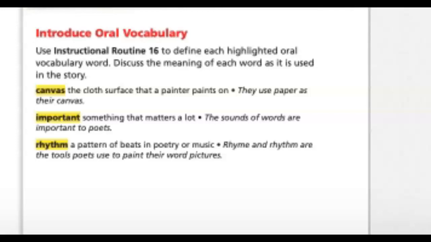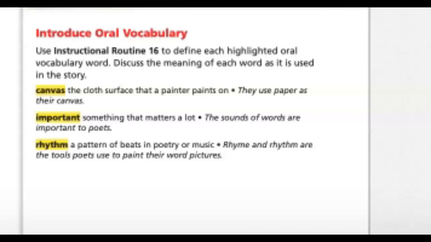So our first vocabulary word is the word canvas. Say the word canvas. Canvas. Canvas is the cloth surface that a painter paints on. In our story, the word canvas was used when it says they use paper as their canvas. So some of you may have seen when somebody paints, it looks like paper, but a canvas is what it is called.